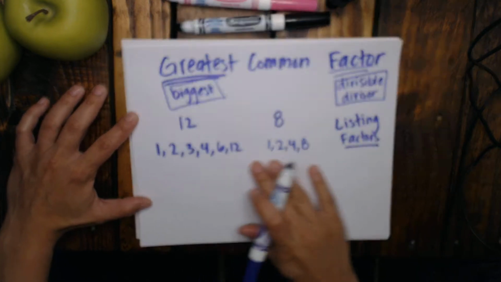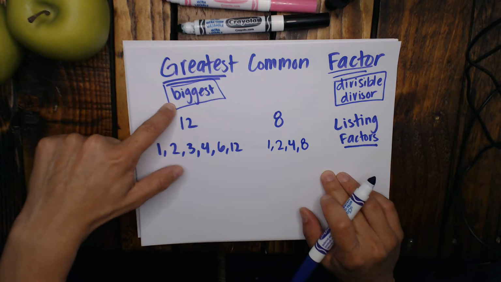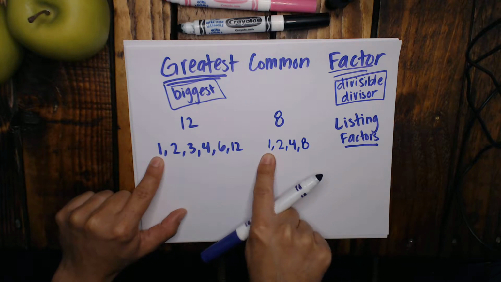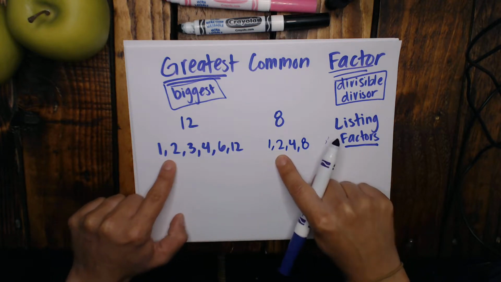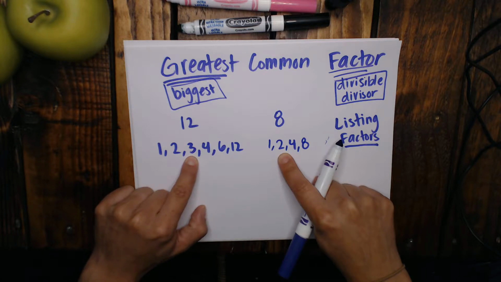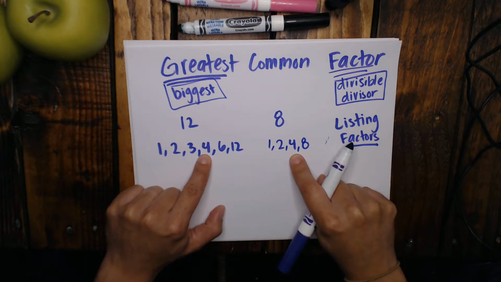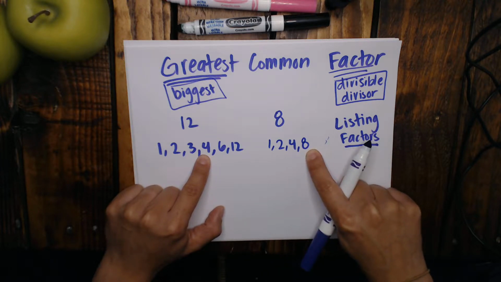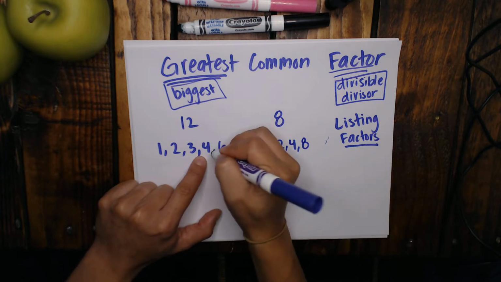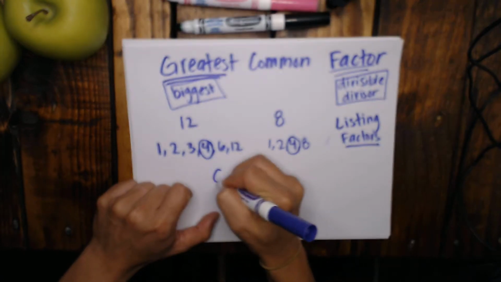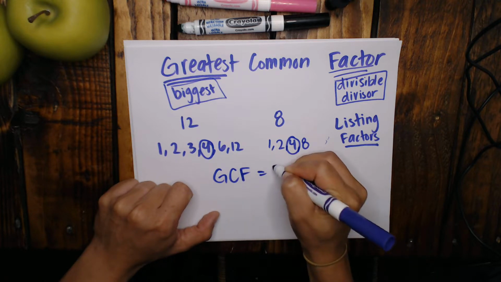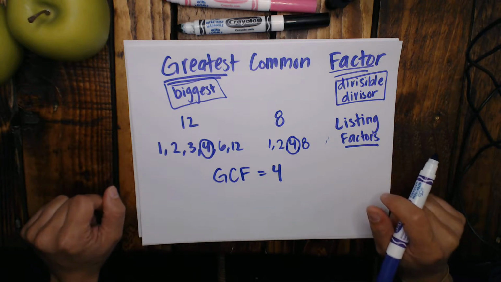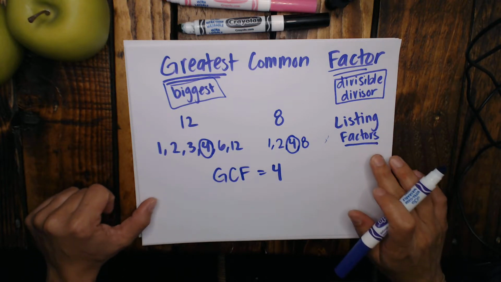So now I have my list of factors, so I know what is the biggest or the largest number that goes into both 12 and 8. Obviously 1 can go into them, but that's not the biggest number. They have 2s in common. 12 has 3, 8 does not. 4s are in both 12 and 8, and anything after 8 is just 8, and 8 cannot go into 12. So my greatest common factor, or my GCF, would equal 4, because that's the biggest number that both 12 and 8 can be divided by. So that's one strategy, listing our factors.